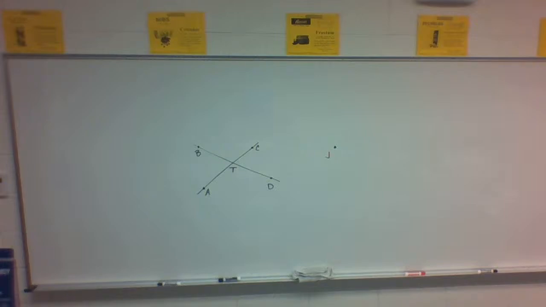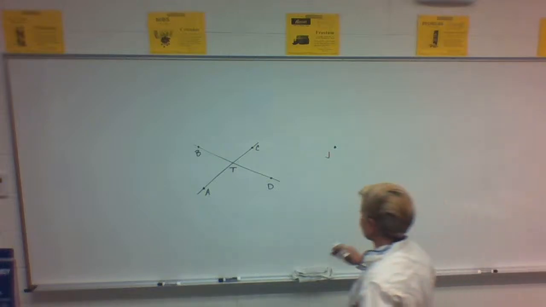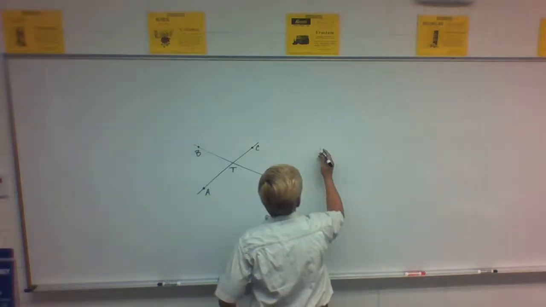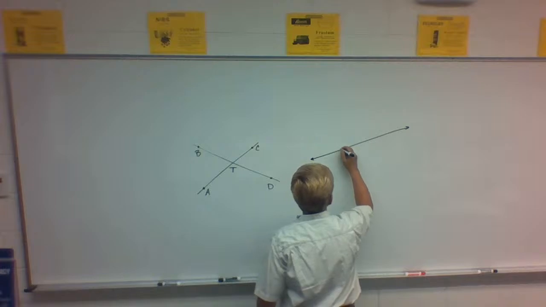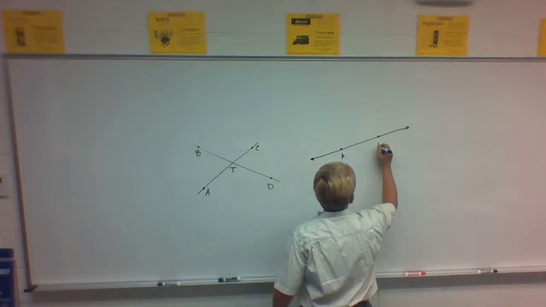But the line that you see drawn there, they have it on, and I'm just going to put it up here so it's on the video. But a line has an arrowhead at both ends indicating it goes on forever. We might put a couple of points on it like this.